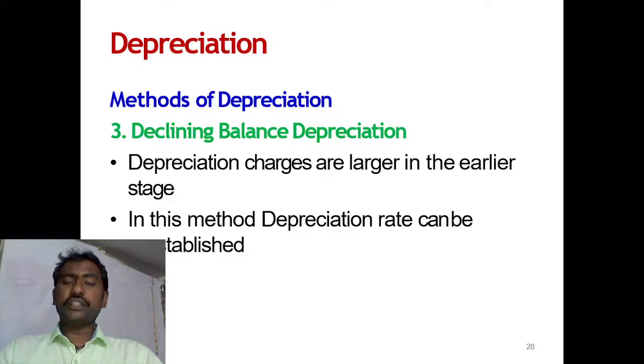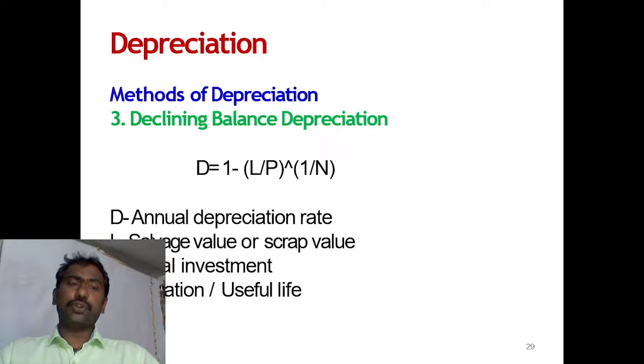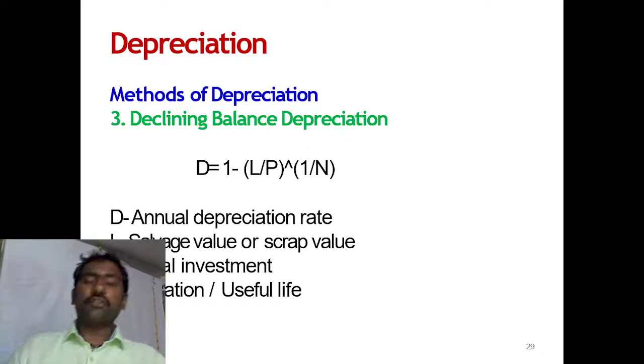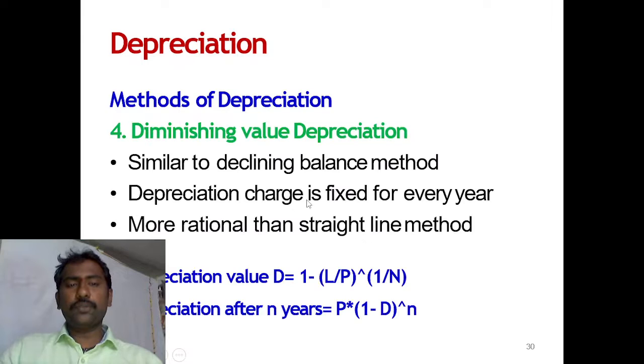And next, the third one is declining balance depreciation. Depreciation charges are larger in the earlier stage. In this method, the depreciation rate can be re-established. For that, we use one formula: d equals 1 minus (L by P) whole to the power of 1 by n. Here it is not capital N, this is the small n, that means the useful life of the equipment. So from this, the annual depreciation rate is found, where L is the salvage value or scrap value, P is the initial investment, and small n is the duration or useful life.